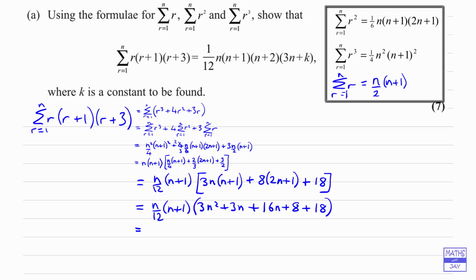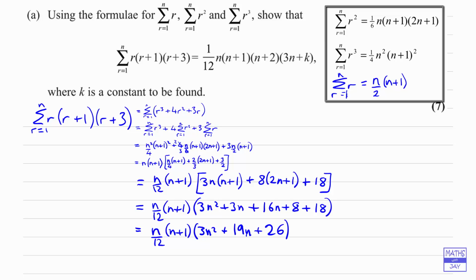So still a bit more work can be done inside that last bracket. So 3n squared will stay as it is, but 3n and 16n can be simplified to 19n. And then 8 and 18, 26.